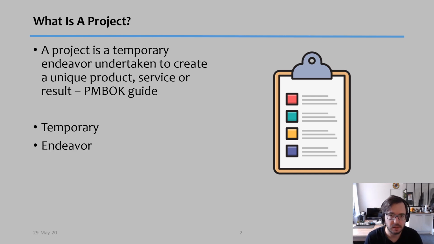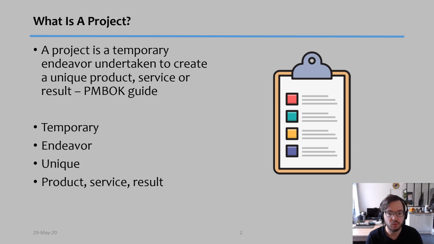Endeavor, which basically means that work must be done. There is work that must be accomplished in order for the project to be completed. Unique means you create something that was never created before, or something that is distinguishable from others. And finally, at the end, it generates a product, service, or result. So in other words, something must come out of the project.